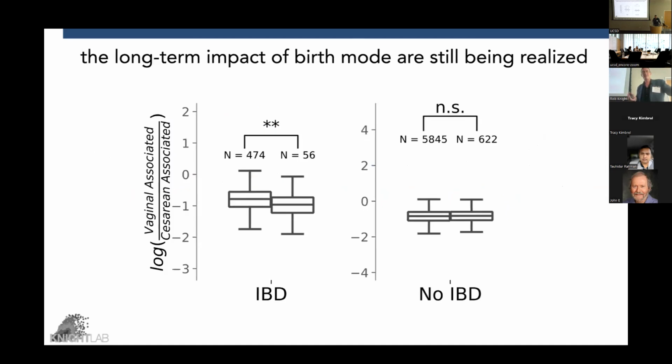But then Cameron looked at the people in the American Gut cohort who had inflammatory bowel disease specifically. And if you have this disease, then there's a specific difference depending on whether you were vaginally delivered or whether you were delivered by C-section. This is different if you have developed this autoimmune disease, but not if you don't develop the disease. And so what we're starting to see is these early life signatures that are carried all the way into adulthood.